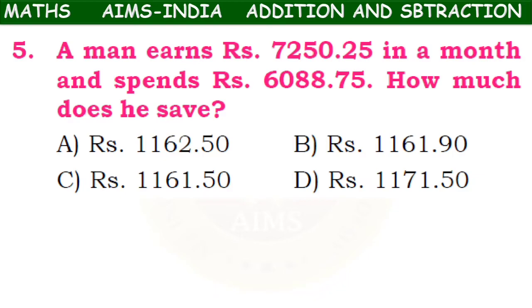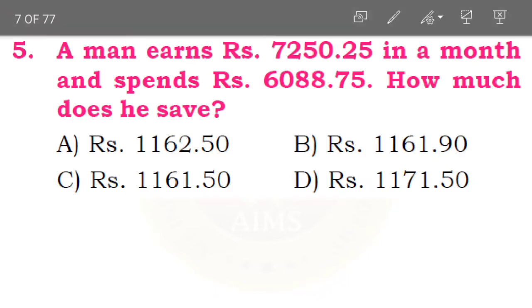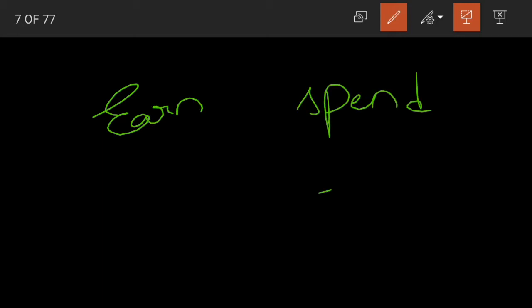A man earns rupees 7250.25 in a month and spends 6088.75. How much does he save? Now what is given in the question? I earn some amount and I am spending some amount. Now what is the amount that has been saved? How to find out? From the earnings, when you subtract the spending, that is what you save.